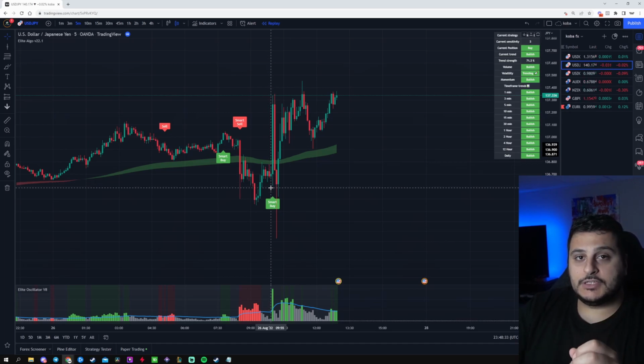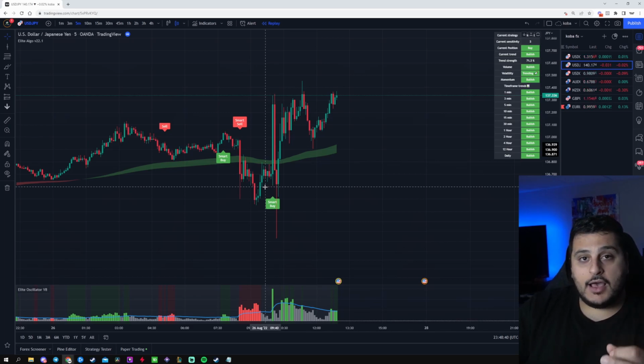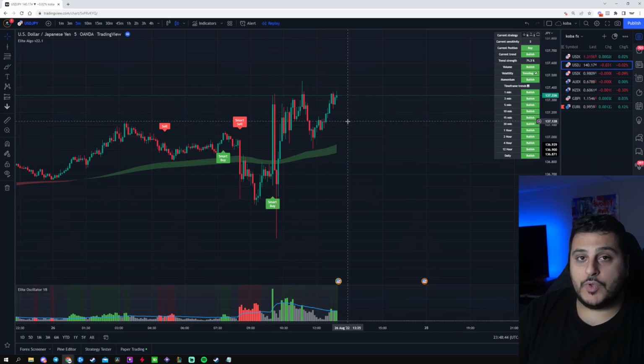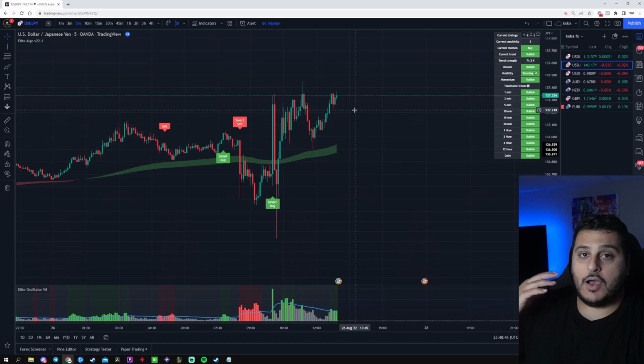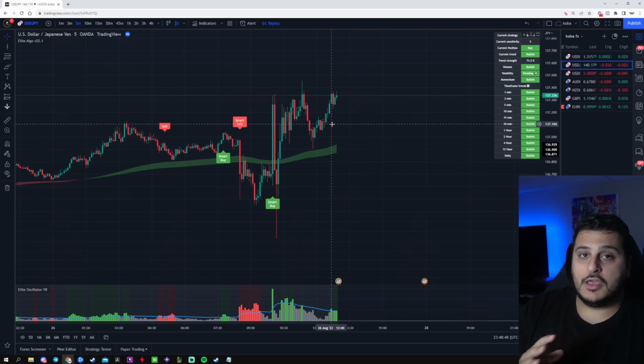If you are in a sell position and the last signal was a sell, then you would want to wait for a new buy signal. If you already have a buy signal as your last position, then you can go ahead and just enter the trade from there. Now, how do you set your stop loss and take profit? It's very simple.